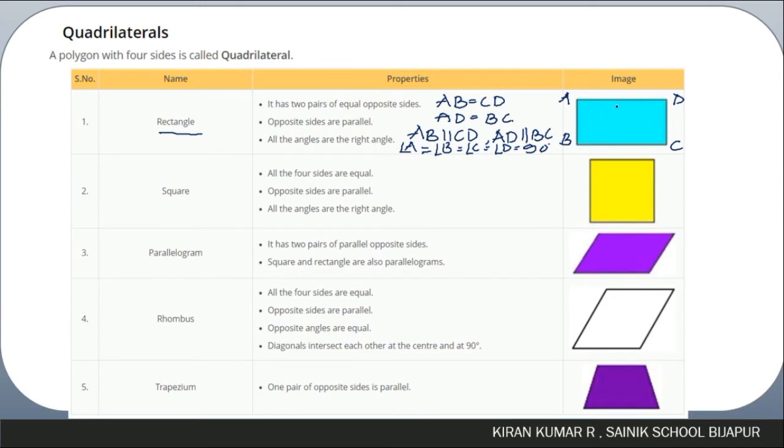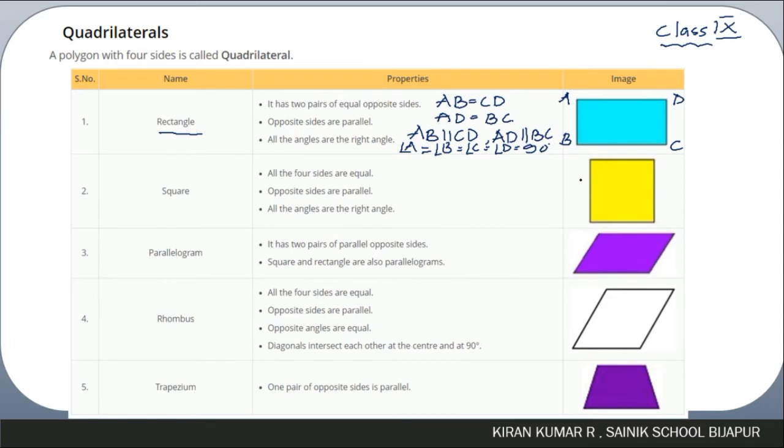A quadrilateral in which opposite sides are equal and parallel, and one of the angles is 90 degrees, becomes a rectangle. In detail, you are going to learn the properties of quadrilaterals in class 9th. A detailed study on quadrilaterals is done in class 9th. Now the basics you need to understand.